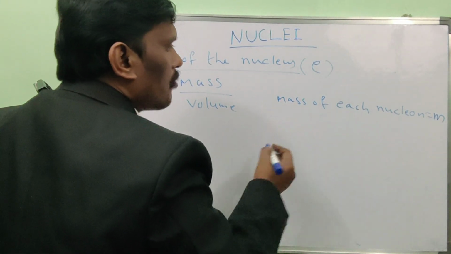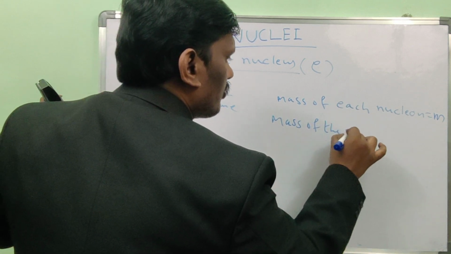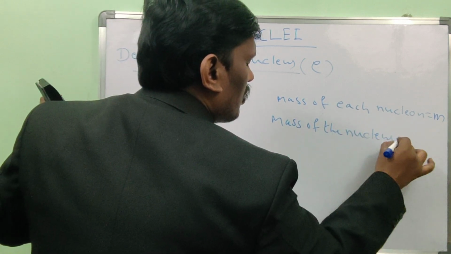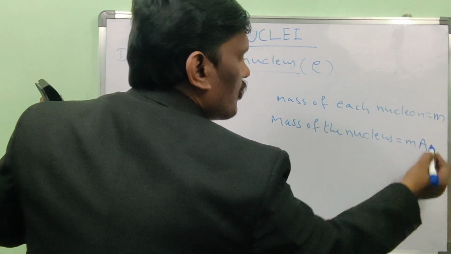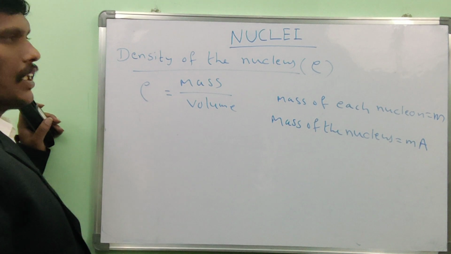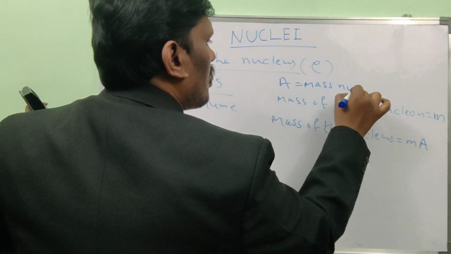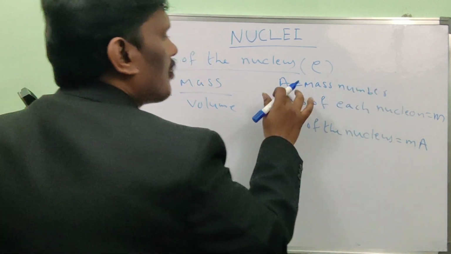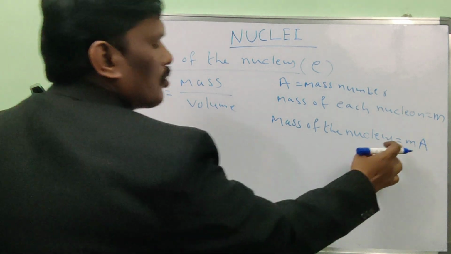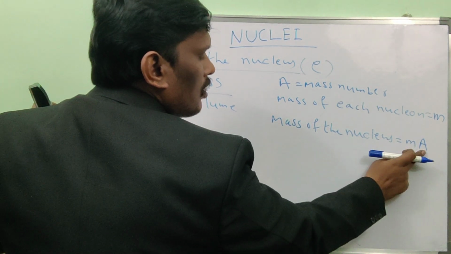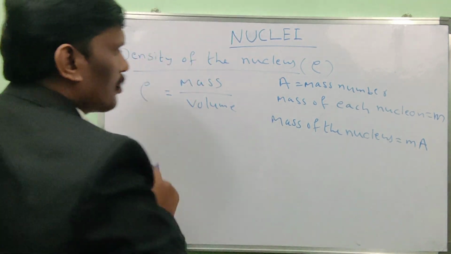So the mass of each nucleon is M. Then what is the total mass of the nucleus? It is the mass of each nucleon into the total number of nucleons in the nucleus, A. A is the mass number, which means the total number of nucleons inside the nucleus. The multiplication will give the mass of the nucleus.